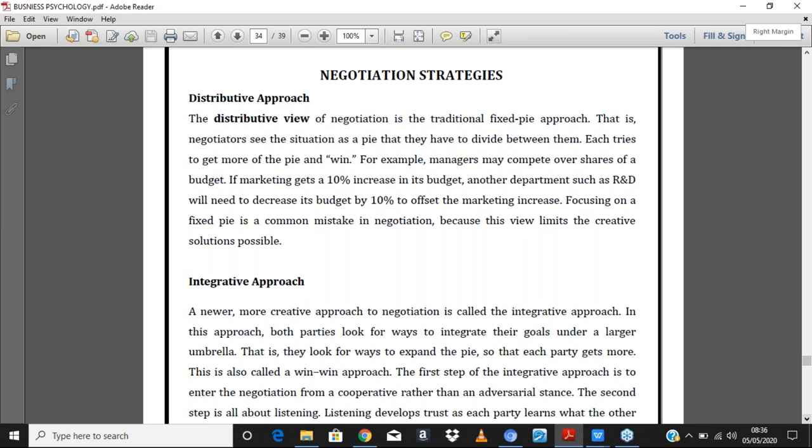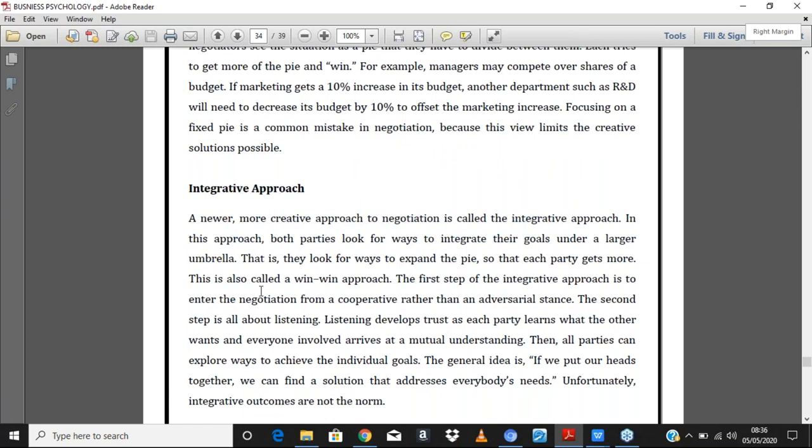And then there is an integrated approach, a newer, more creative approach to negotiation, which is called the integrative approach. In this approach, both parties look for ways to integrate their goals. And what do we mean by that?